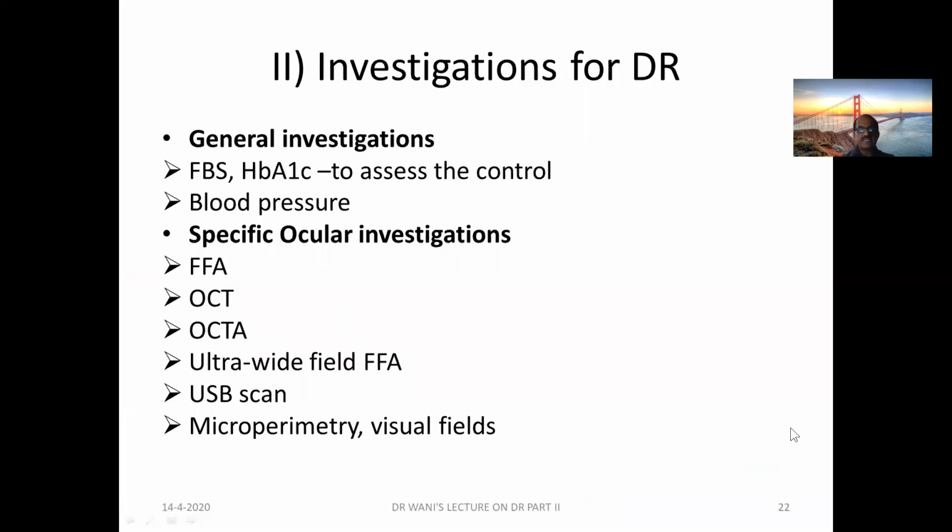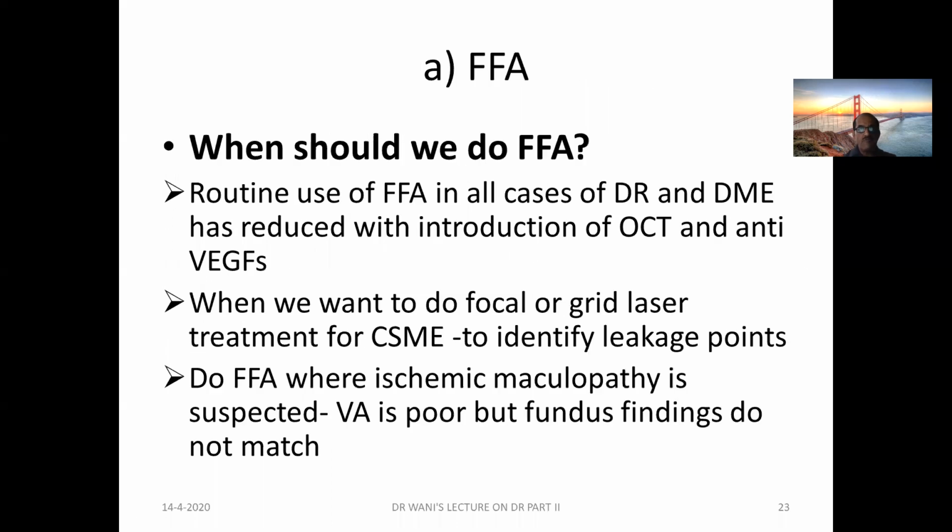So what investigations do we do for diabetic retinopathy? We do general investigations like FBS, HbA1c, just to assess the control, and blood pressure. And there are some specific investigations we'll study. When should we do fluorescein angiogram? Actually, routine use of fluorescein angiogram in all cases of diabetic retinopathy and DME has reduced with the introduction of OCT and anti-VEGF treatments. When we want to do focal laser or grid laser treatment for CSME, it's probably wise to do a fluorescein angiogram so that you can identify leakage points and apply laser.